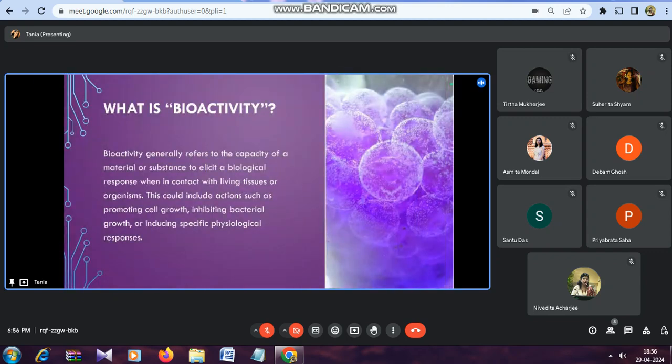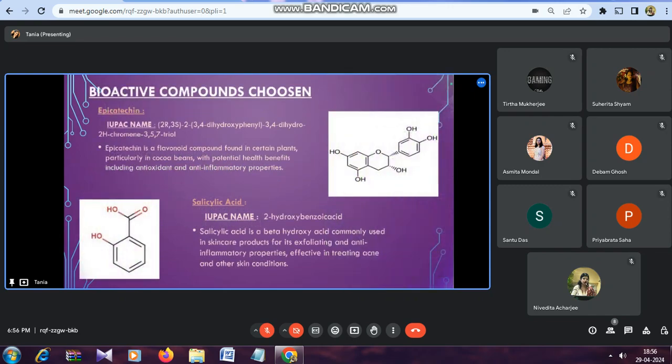What is bioactivity? As my project is about bioactivity, first we should understand what bioactivity is. Bioactivity generally refers to the capacity of a material or substance to elicit a biological response when in contact with living tissues or organisms. This could include actions such as promoting cell growth, inhibiting bacterial growth, or inducing specific physiological responses. Basically, bioactivity refers to the ability of a substance, usually a chemical compound, to produce a specific biological effect or response in living organisms.